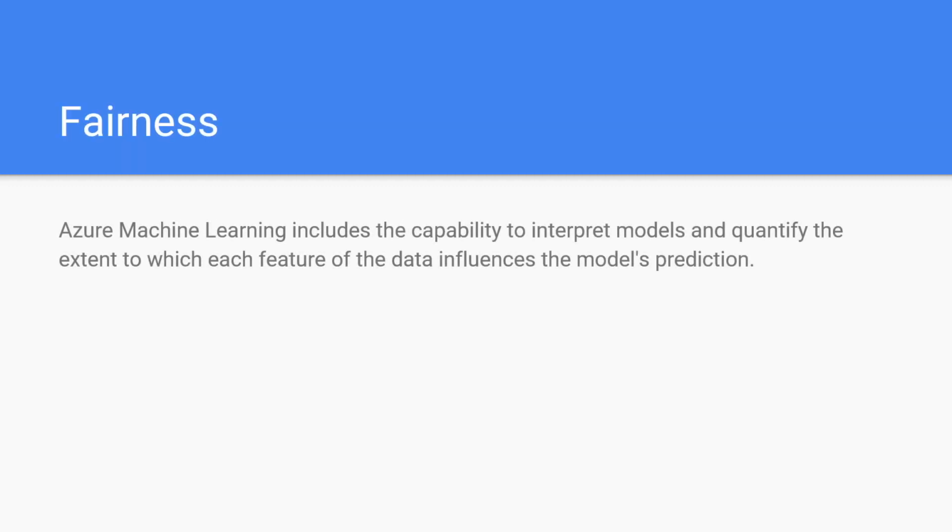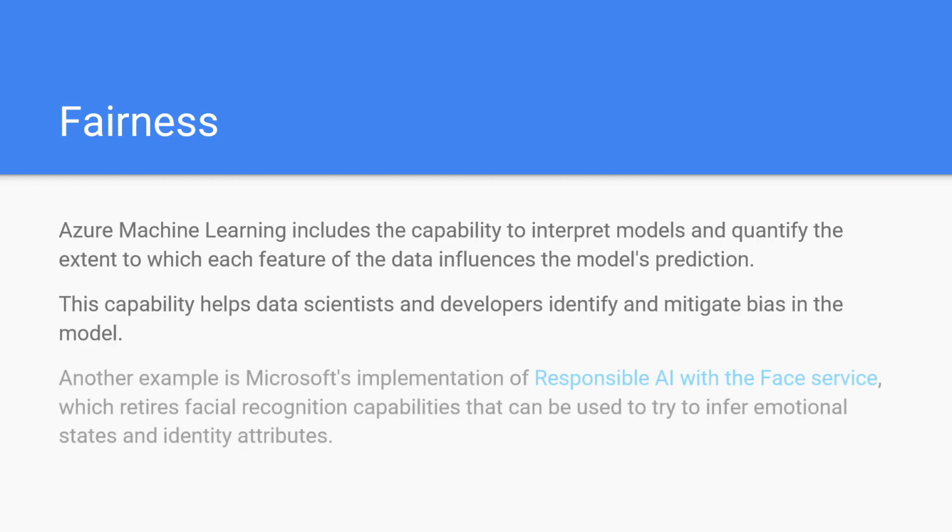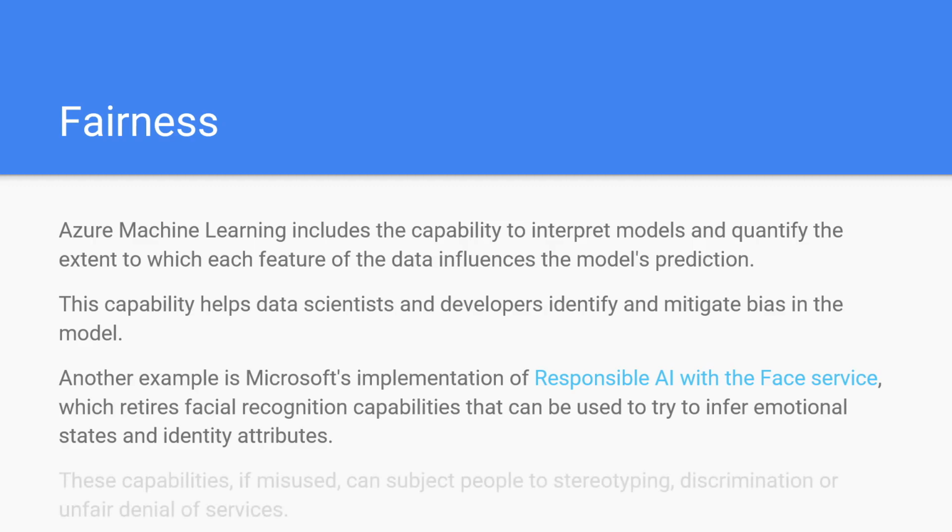Azure Machine Learning includes the ability to interpret models and quantify the extent to which each feature of the data influences the model's prediction. This capability helps data scientists and developers to identify and mitigate bias in the model. Another example is Microsoft's implementation of responsible AI with the Face service, which retires facial recognition capabilities that can be used to try to infer emotional states and identity attributes. These capabilities, if misused, can subject people to stereotyping, discrimination, or unfair denial of service.